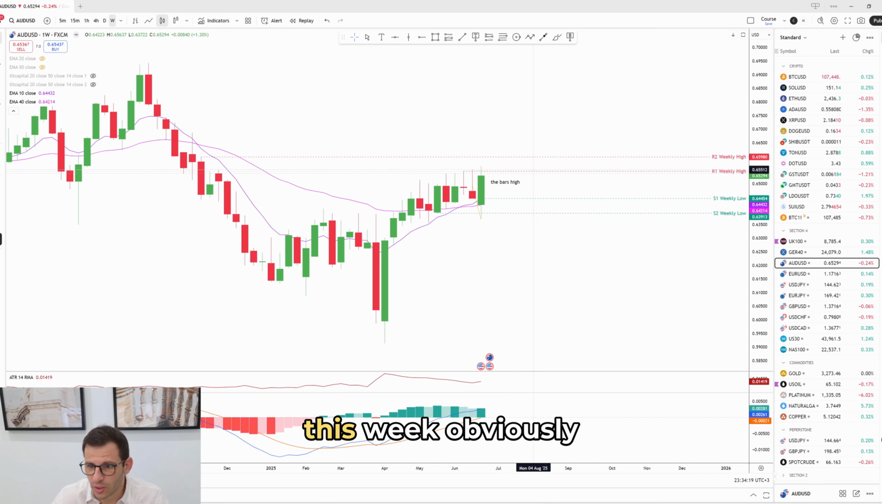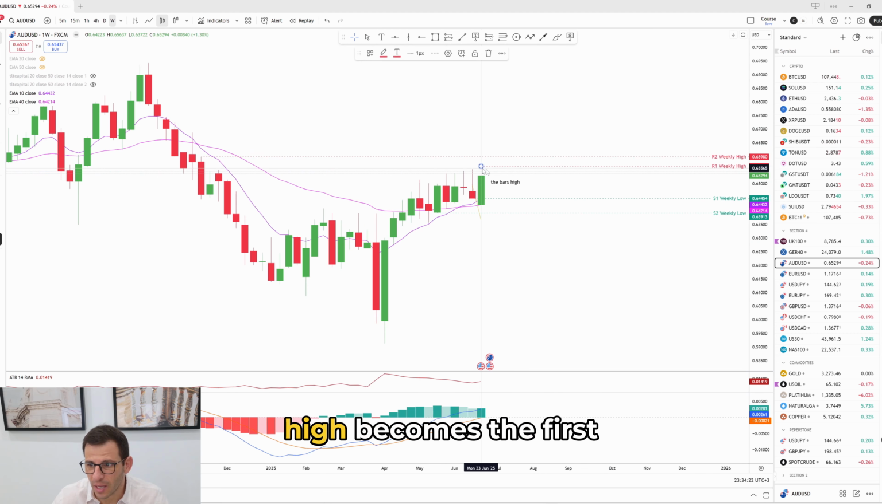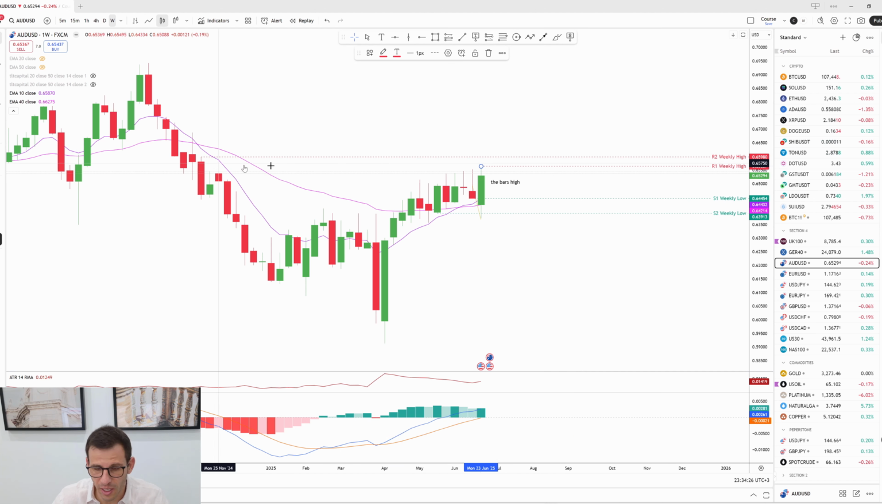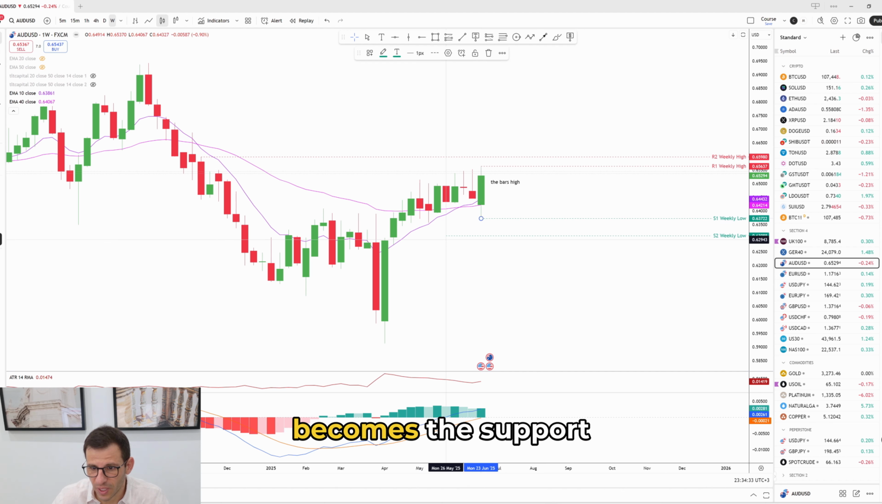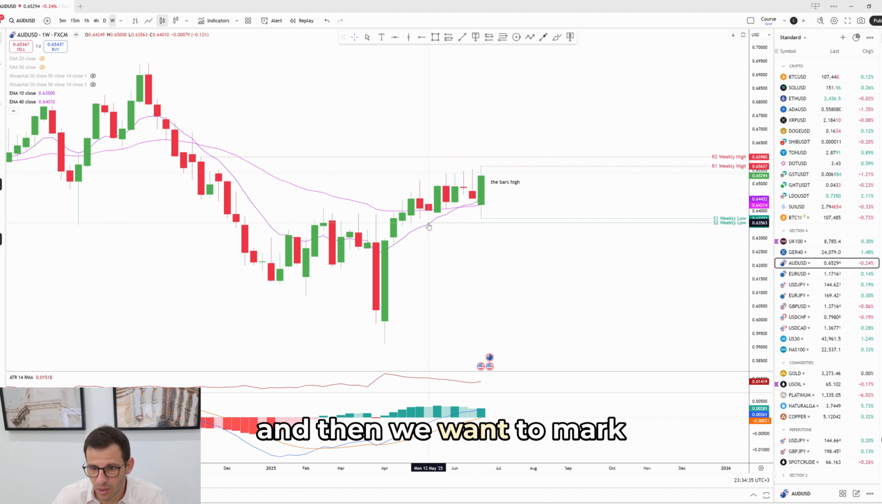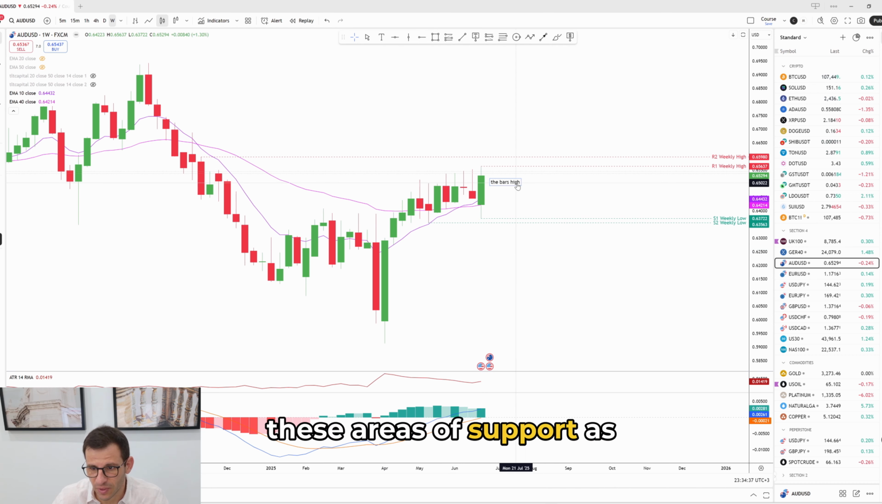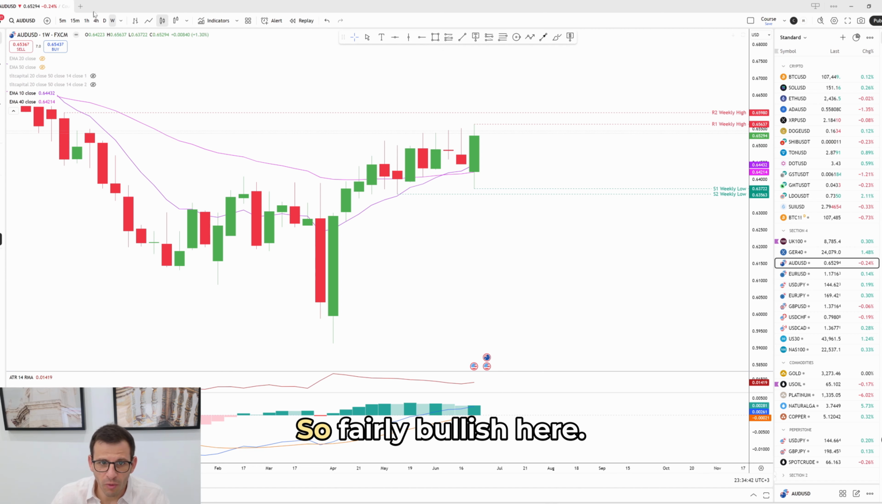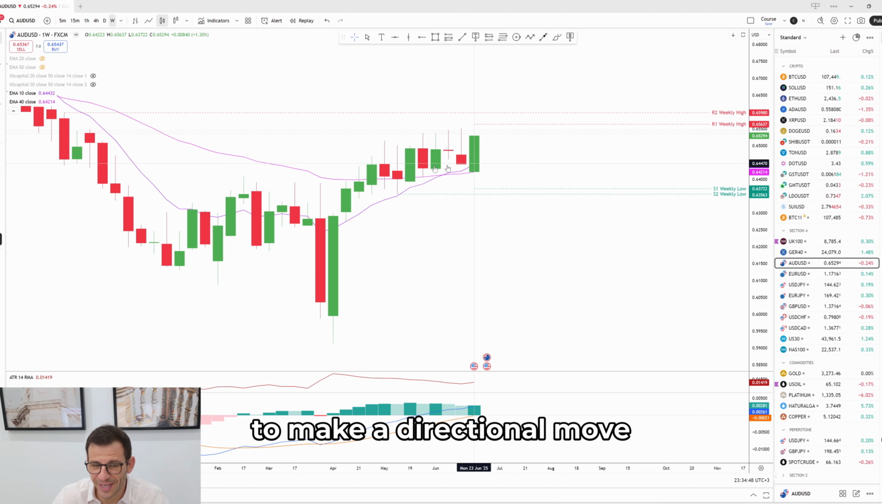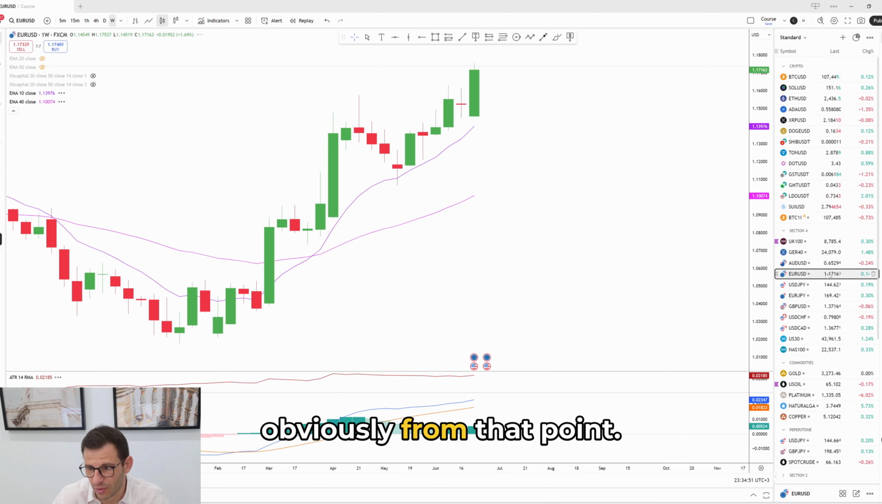Now the levels for this week, obviously the previous week's high becomes the first resistance, and this high here is still going to be a relevant resistance. The bullish engulfing low becomes the support, and then we want to mark these areas of support as seen on the chart. So fairly bullish here, be cautious, there is a strong resistance right there. We want to see the price make a directional move from that point.